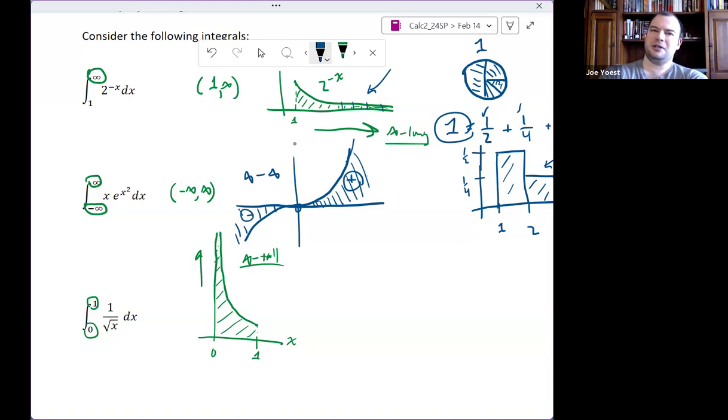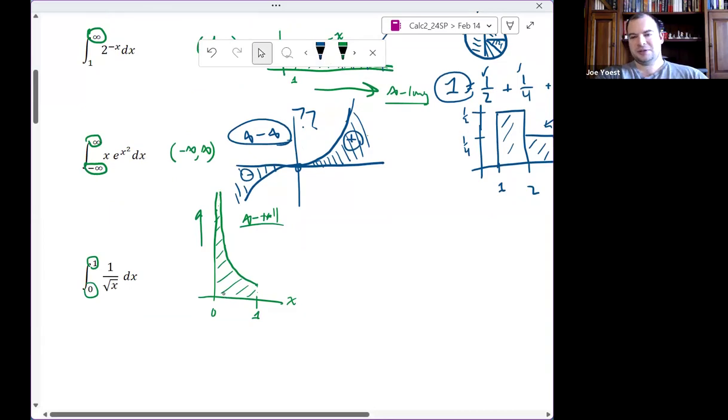Well, infinity minus infinity, that's an indeterminate form. If we remember back to Calc 1 with limits and things like that, we saw things like this come up, and I'm really not sure what to do with this. Should this just be 0? Should it be something else? I don't know.